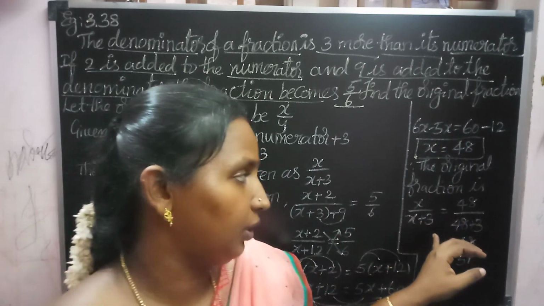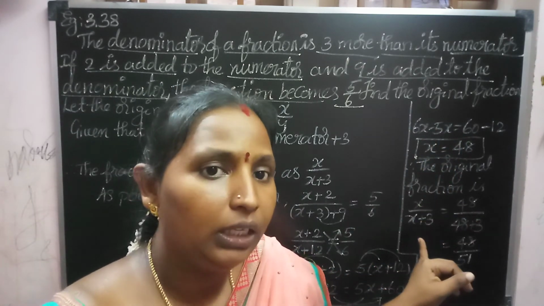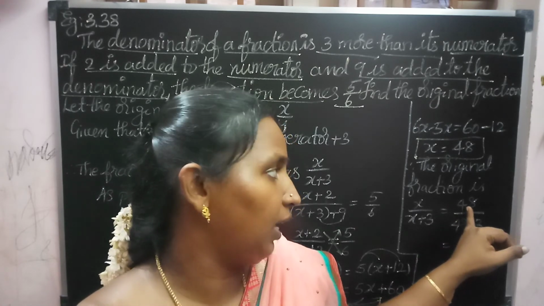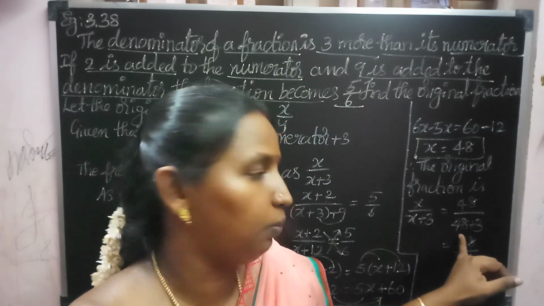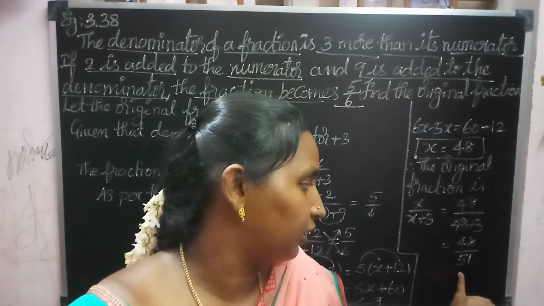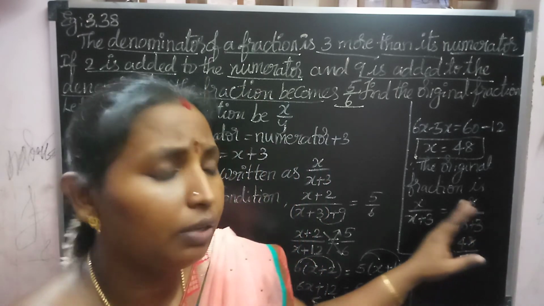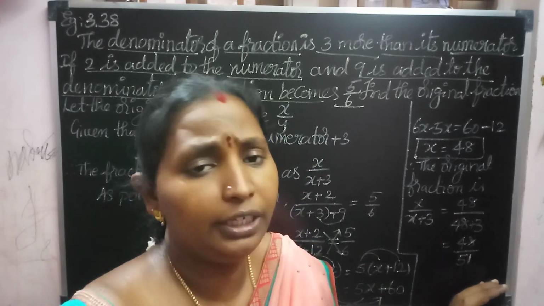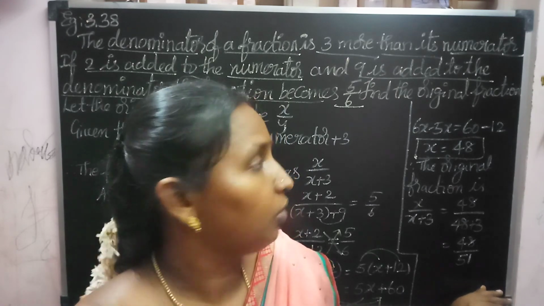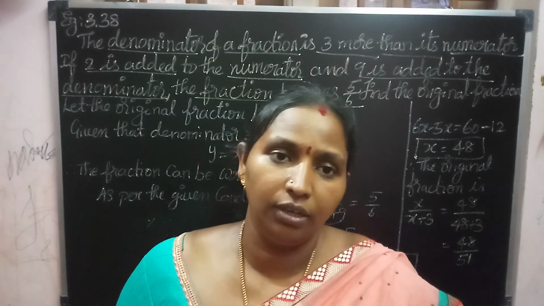The original fraction is x divided by x plus 3. The x value is 48, so 48 divided by 48 plus 3. 48 plus 3 gives 51. So the original fraction is 48 divided by 51. I think you understood this problem well.